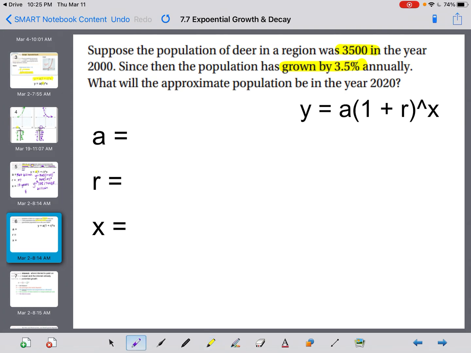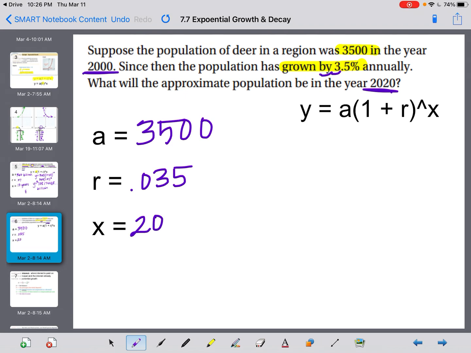Okay, so filling out what we know, the first number, the originating number, was 3,500. The growth rate is 3.5%. When I move my decimal 2 places to the left, I get 0.035. And the x, we're going from the year 2000 to the year 2020, so my x is 20 years. Okay, when I plug it in, I will have y is equal to 3,500 times 1 plus 0.035, all to the 20th power.